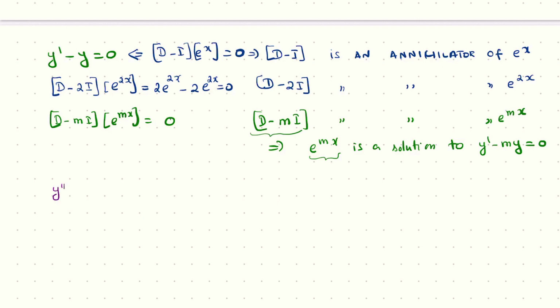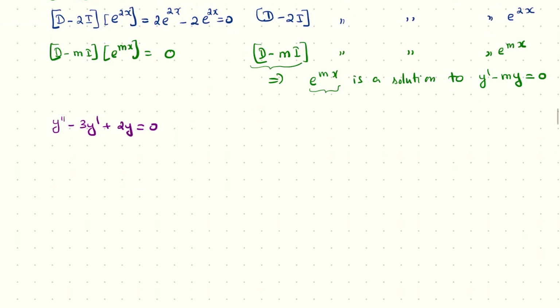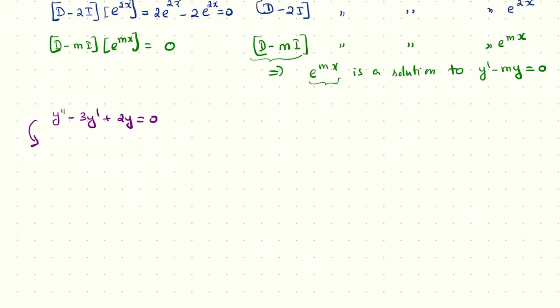y double prime minus 3y prime plus 2y equals 0, right? Now, what is the operator form? The operator form would be D squared minus 3D plus 2, and I'm going to skip the identity part here, of y equal to 0.